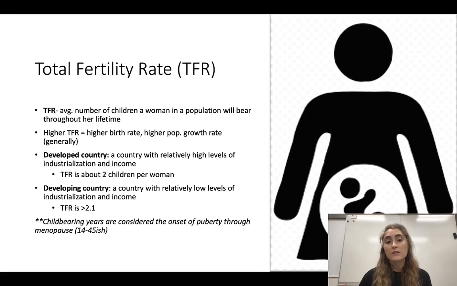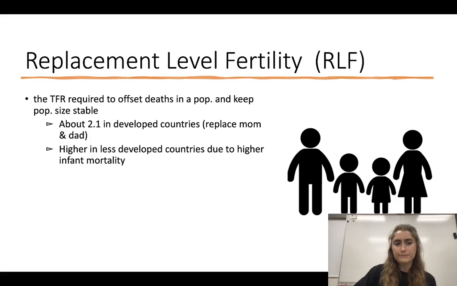In developing countries, we tend to see a much higher TFR. So a country that has lower levels of industrialization and income, which also comes with other associations, generally has a TFR that is greater than 2.1 offspring. And it will vary from country to country depending on where they're at within their development process. And we'll talk about factors that can also contribute to varying levels of total fertility rate.